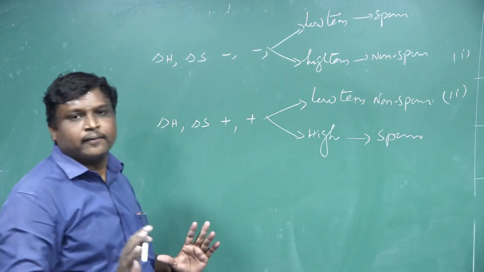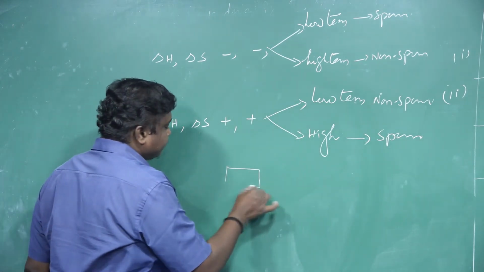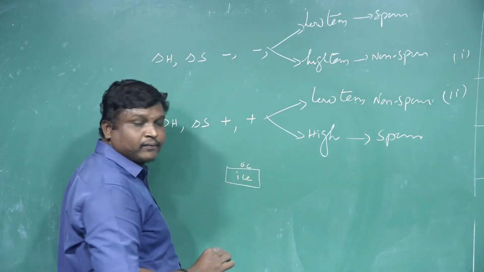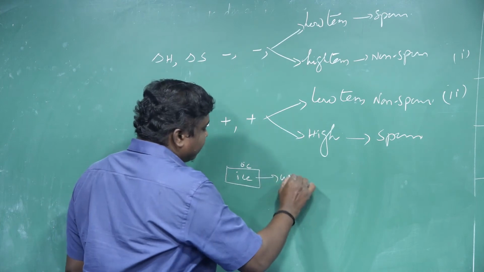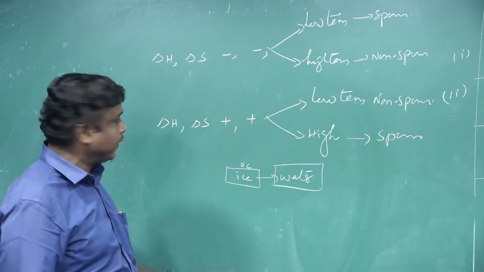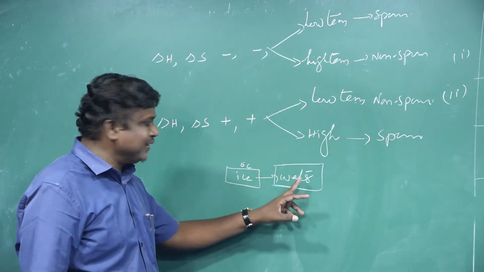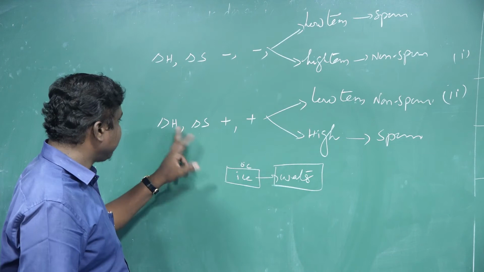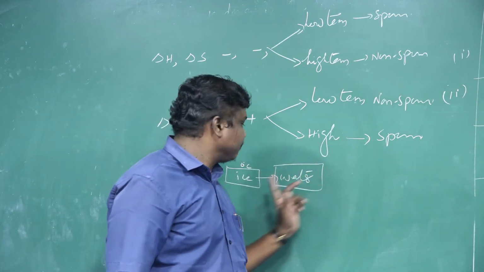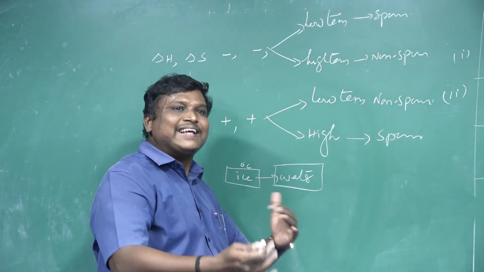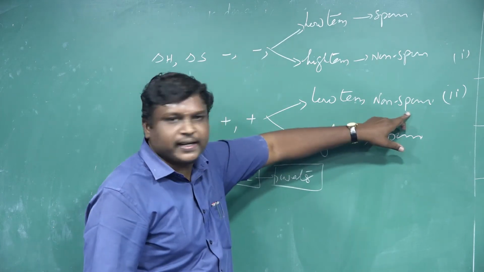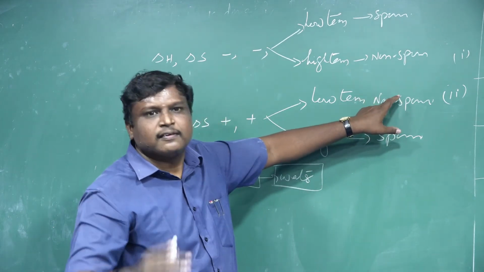For example, take ice at 0 degrees Celsius. Ice changes into water, from an ordered to a disordered state. Both del H and del S are positive. At high temperature the reaction becomes spontaneous without any external factor. At low temperature it is non-spontaneous.